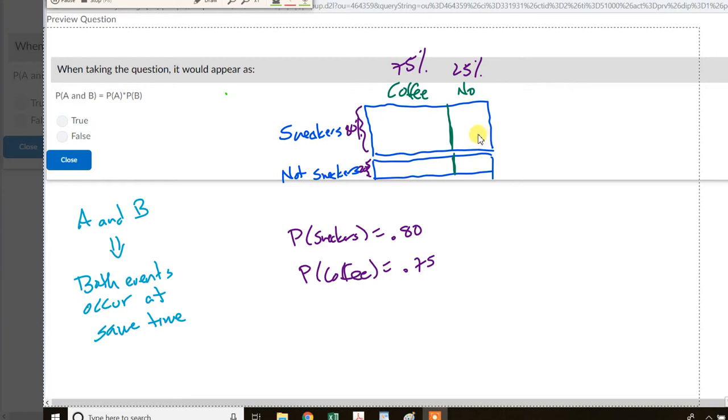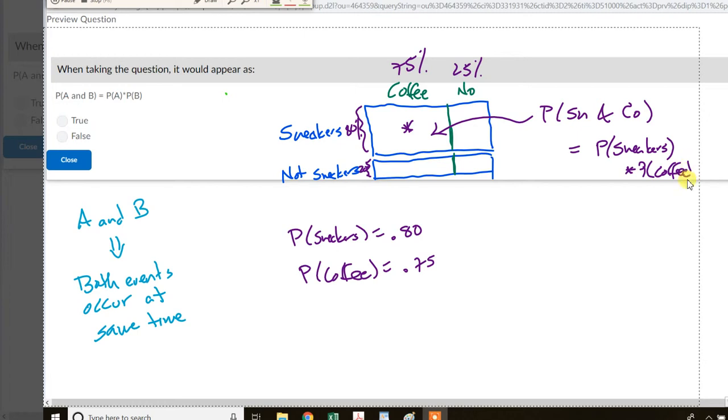Okay, those are what are called independent events. They don't influence each other. So we can just multiply them. We can say, for example, this box right here, the probability that you wear sneakers and you drink coffee, let's say sneakers and coffee, is going to equal the probability of being in this row, the probability of wearing sneakers, times the probability of drinking coffee. They are independent of each other.